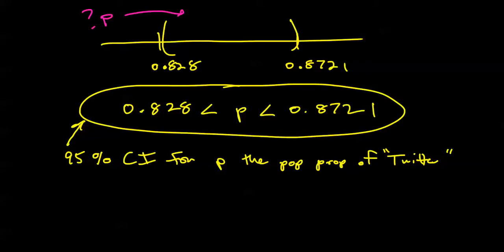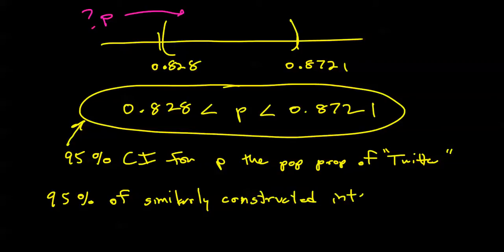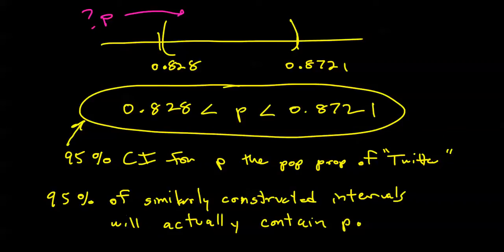What I'm really saying here is this. In some of the homework problems, the book asks you to conclude with an explanatory type statement. This tells me 95% of similarly constructed intervals will actually catch P or contain P. So when the book asks us for an explanatory statement, some interpretive statement, they're asking for something like this, okay?